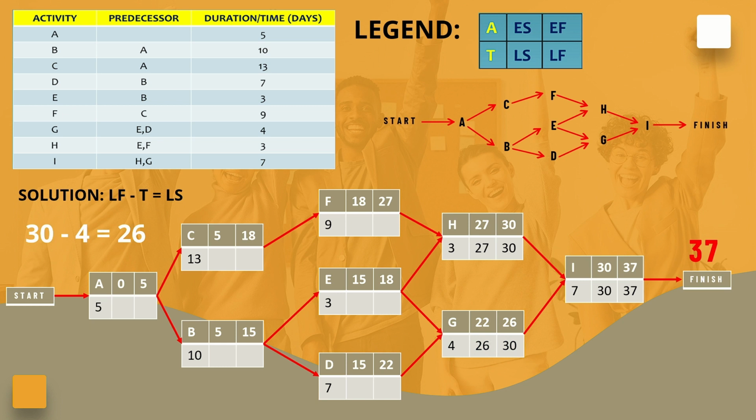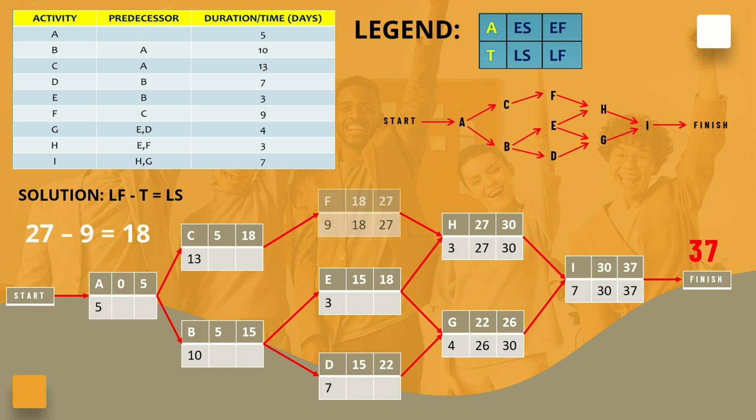For activity G, LF is set to the minimum LS of its successor, which is also activity I, with LS 30. LS is calculated by subtracting the duration of activity G, 4 weeks, from its LF. 30 minus 4 is equal to 26.